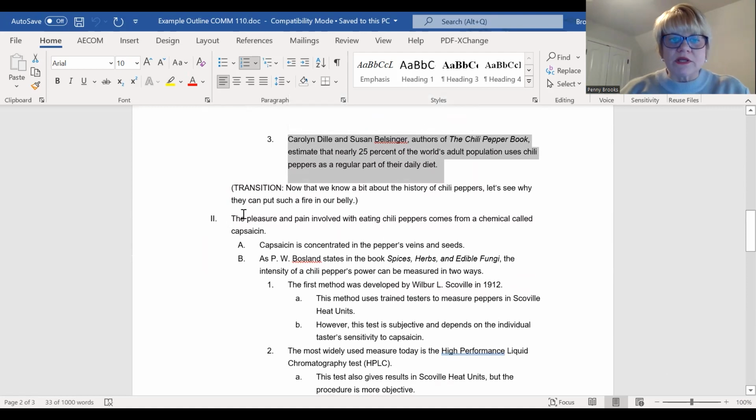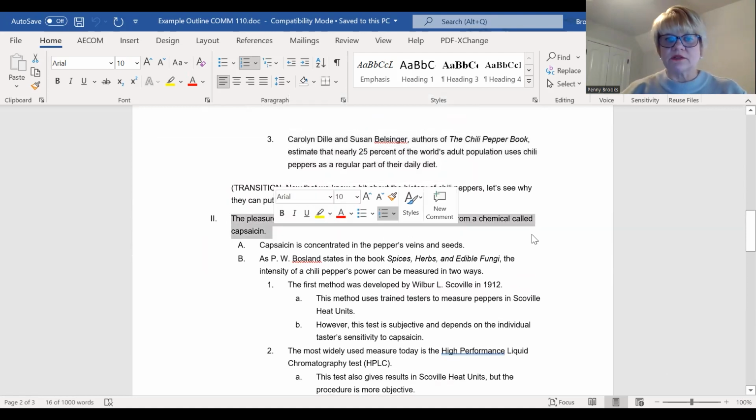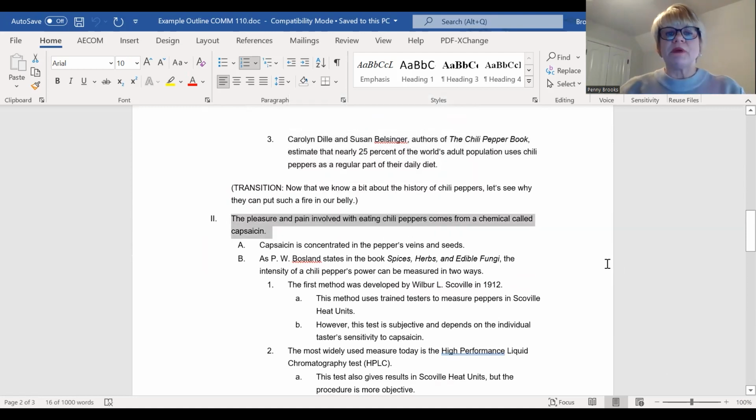Then we come to main point 2, which talks about the pleasure and pain involved with eating chili peppers comes from a chemical called capsaicin. That's what makes them spicy and hot. So everything underneath this main point 2 has to refer to the spiciness of peppers and capsaicin.